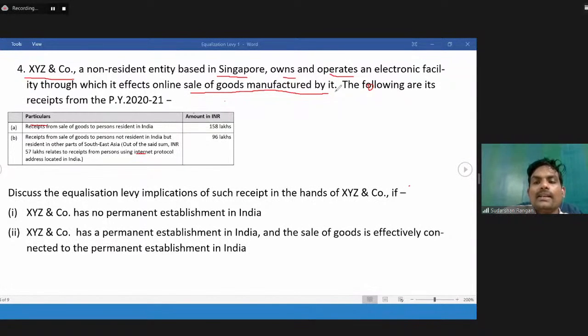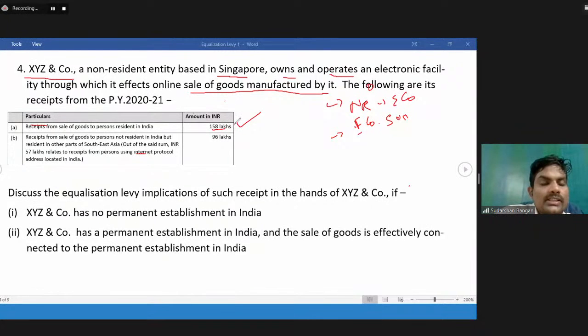So he is a non-resident e-commerce operator and he sells e-commerce supply of goods, because he is selling goods to a person resident in India, 158 lakhs. So non-resident e-commerce operator, e-commerce supply of services, and it should be for a person resident in India. So therefore, all these 3 conditions are satisfied. Amount works out to 158 lakhs.